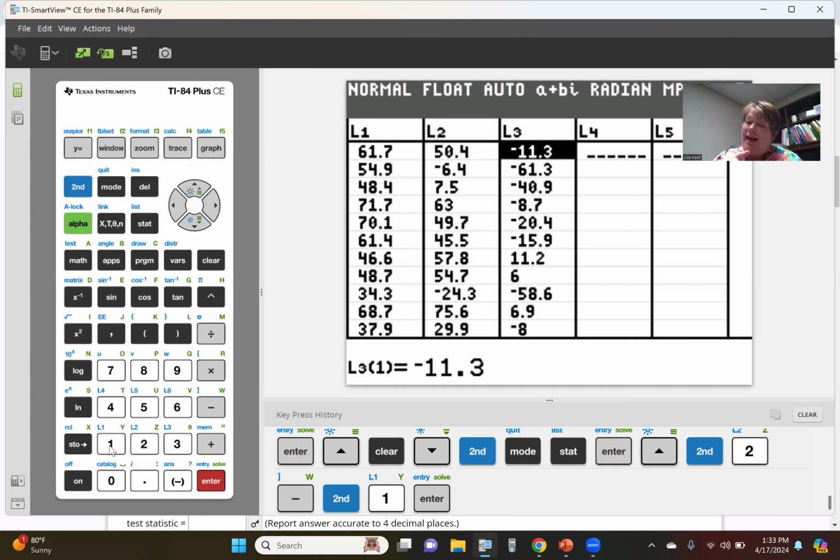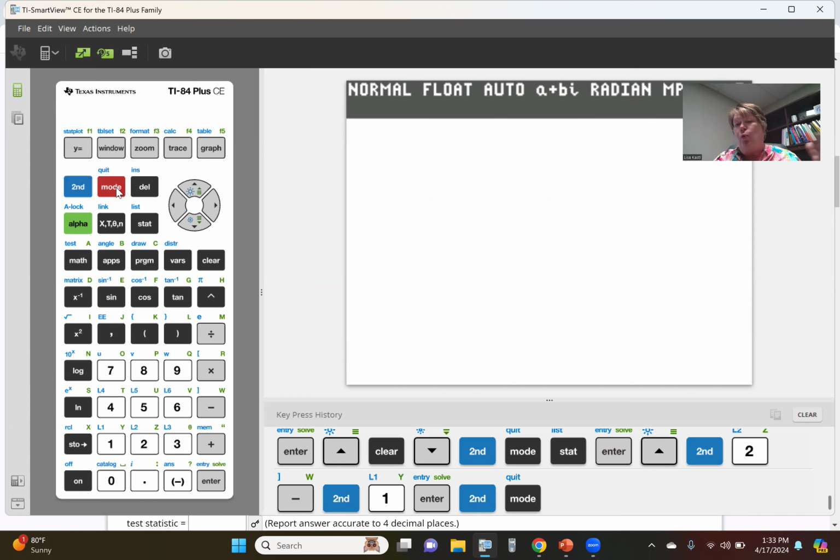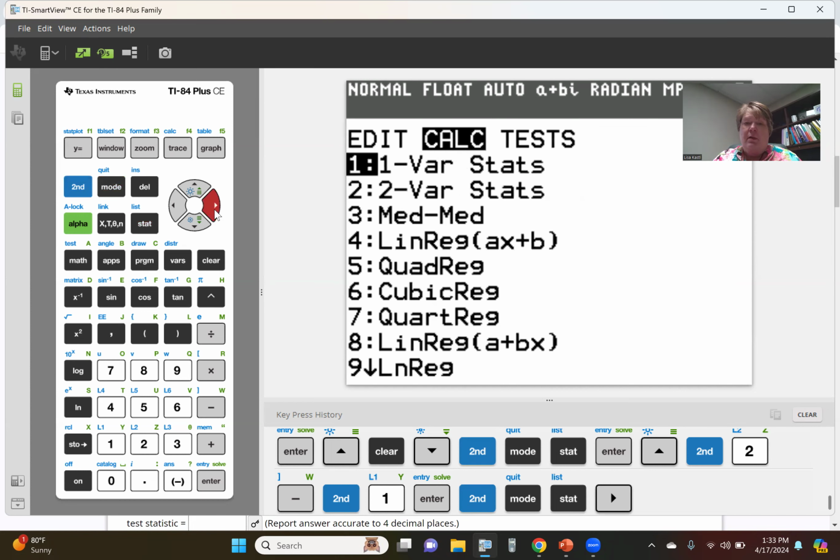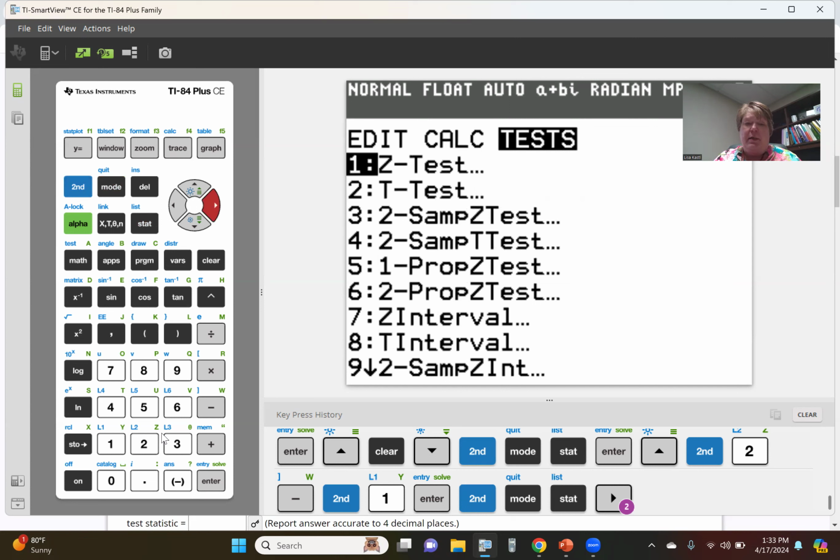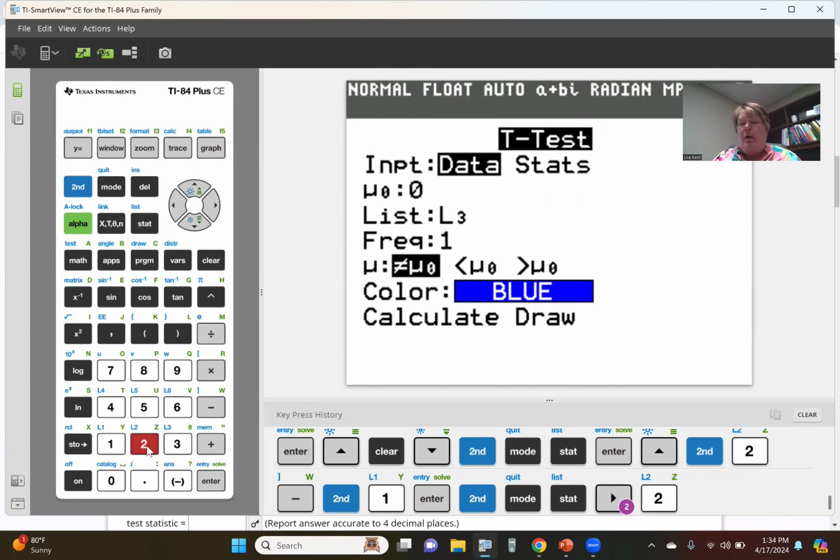Okay, and I'm going to run a test on that set of data. So I'm running a t-test on the differences in these two sets of paired data. So I'm going to exit my list, and I'm going to go run a t-test. I'm going to go STAT, TESTS, and I'm going to run a t-test, number 2. I'm going to run a t-test on that data that I just put in.